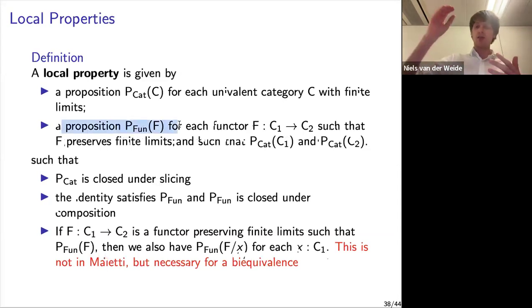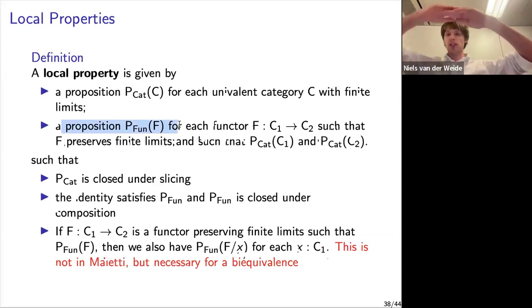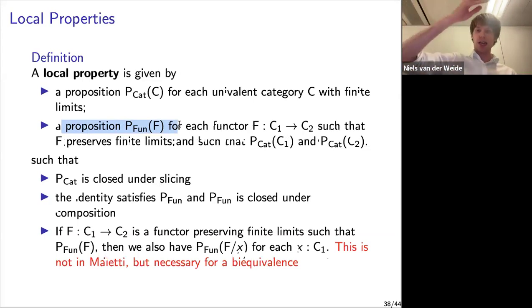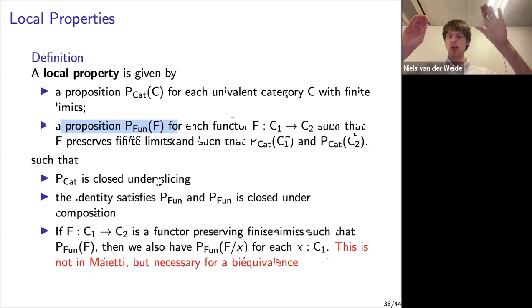Then we have a property on functors. This is like preservation. So for instance, if we look at the property on categories being extensive, you would say it preserves coproducts. If we look at the property on categories being exact, then here we would say it preserves regular epis. So we have two of these properties, one on categories, one on functors.